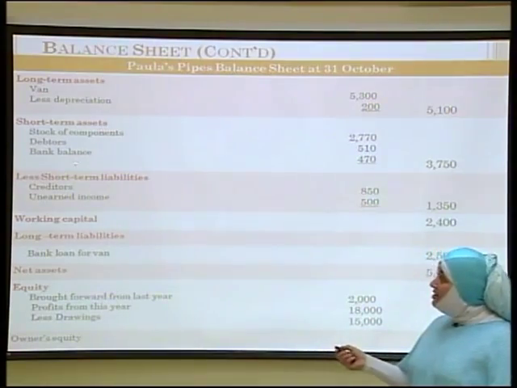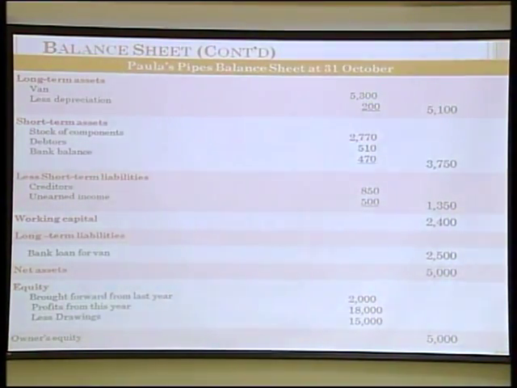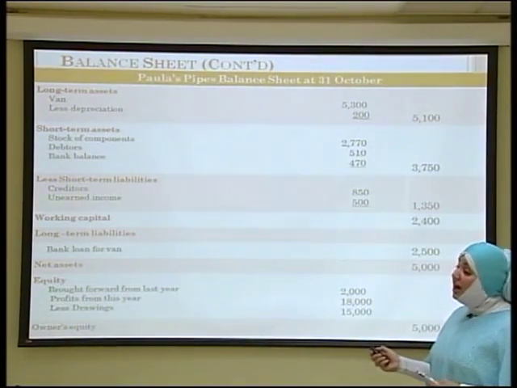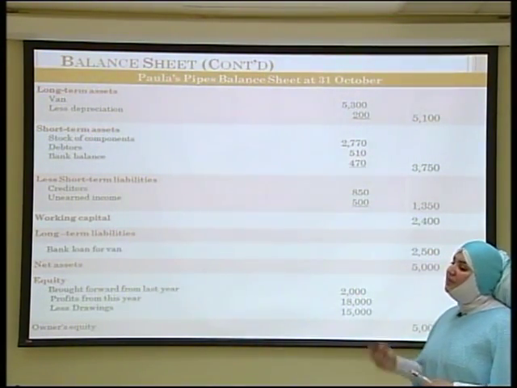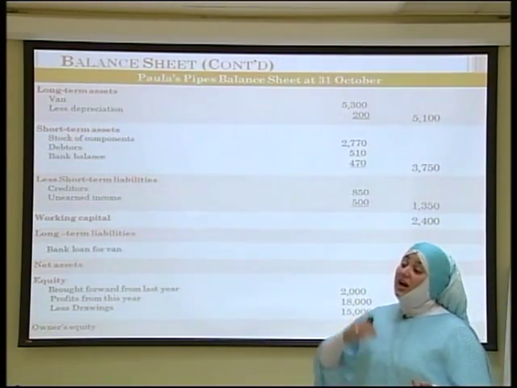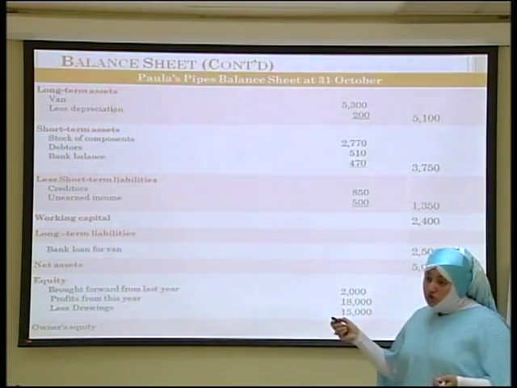And here is an example of a balance sheet in your book. These usually start, in the British system, with the long-term assets. In the American system, it's different. They start with the current assets. Here they start with the long-term assets.